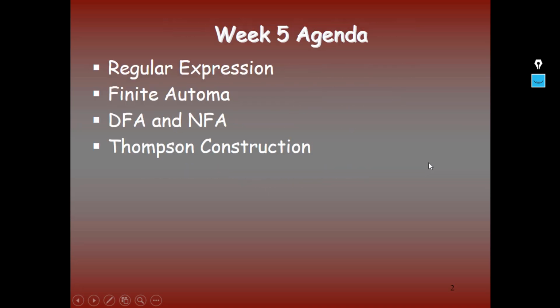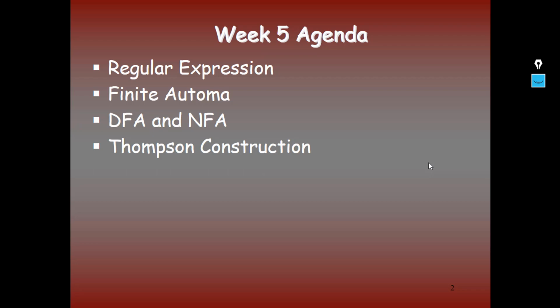So this is week number 5. And today in this lecture, we are going to look at the following topics. So talk about regular expressions, finite automata, and the two different automatons, the DFA and the NFA. And we are going to compare and contrast them. It's a kind of review for all of you. But the new thing is this Thompson construction that we are going to look at.